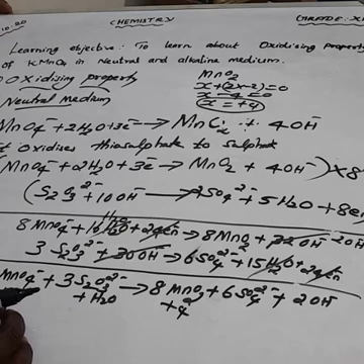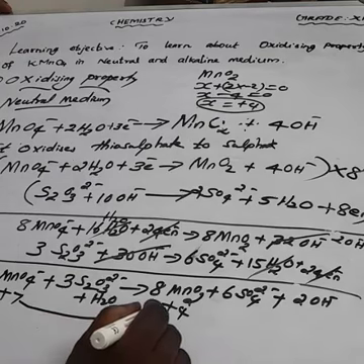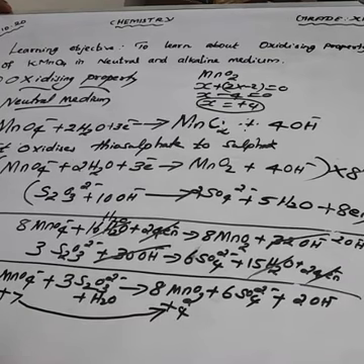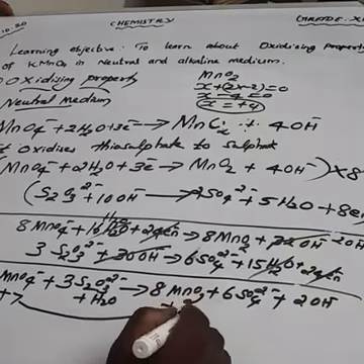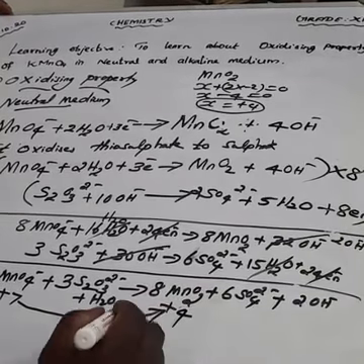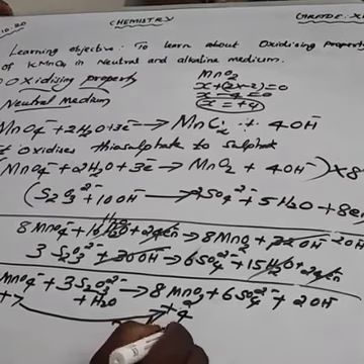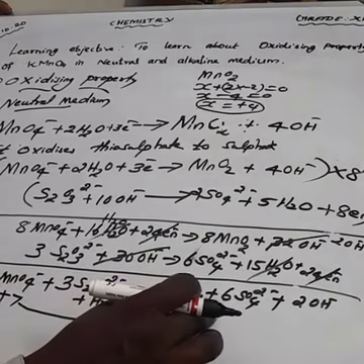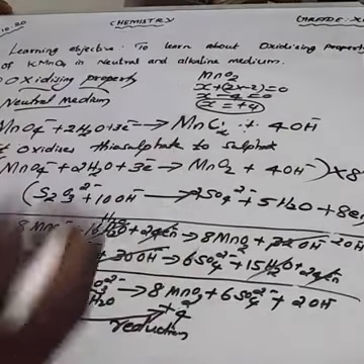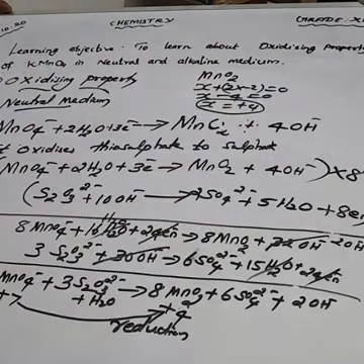Here, from KMnO4 to MnO2, the oxidation state is decreasing. Plus 7 to plus 4. So we are saying reduction. Okay? We are taking plus 7 to plus 4 as reduction. The number is decreasing. Plus 7 is changed to plus 4.